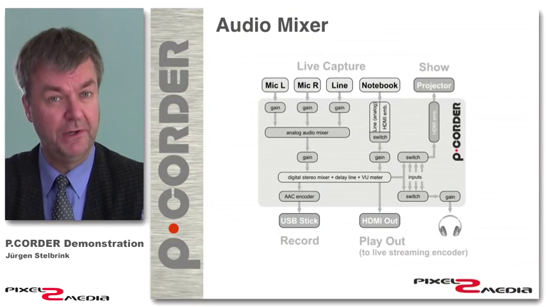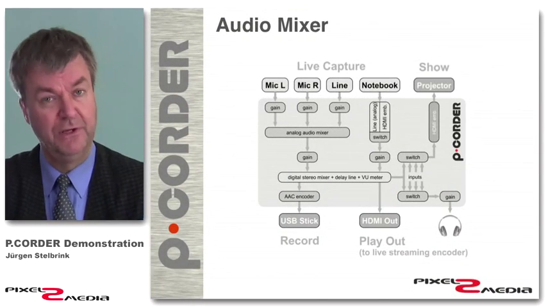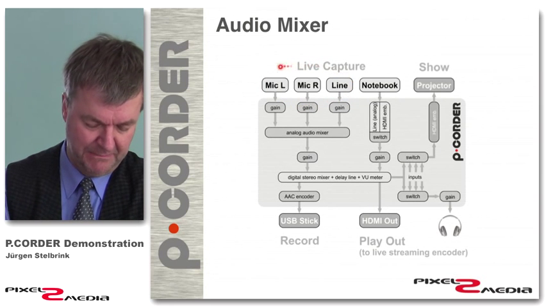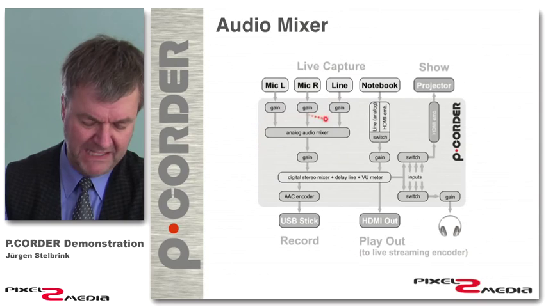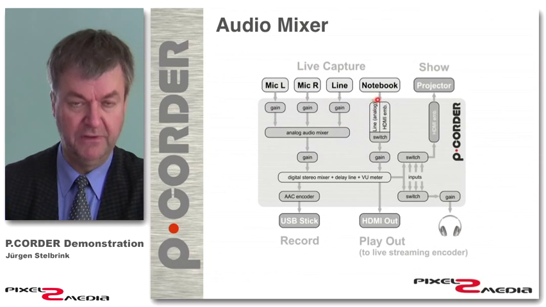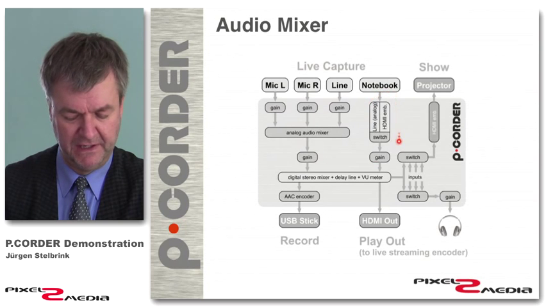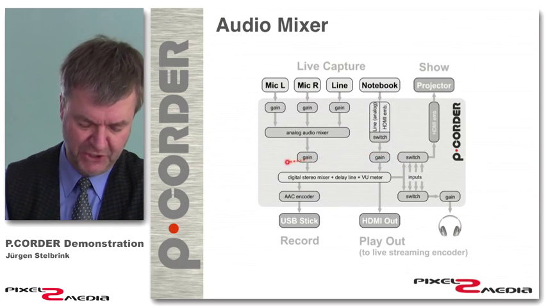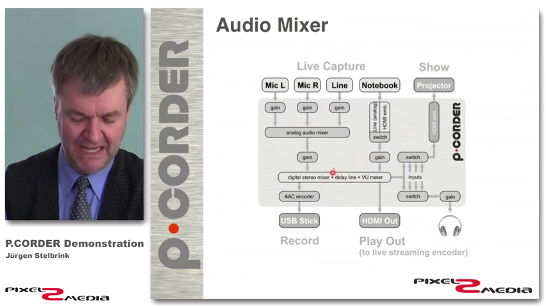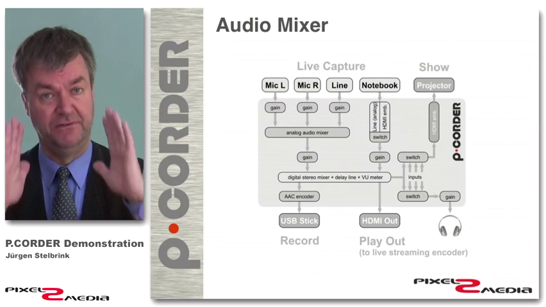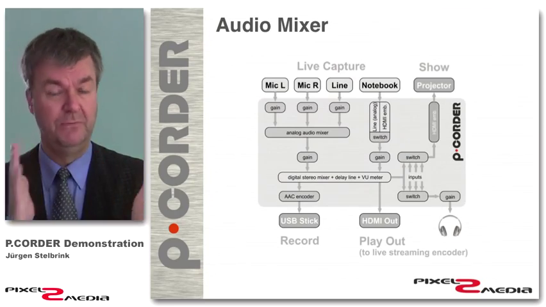Last, the P.CORDER is an audio mixing table, so it has multiple inputs. Here we show the analog inputs, which are then multiplexed and mixed together. We also have digital inputs from the notebook and from the presenter camera, and all this is then digitally mixed together. And we have in here also a delay line, which allows us to resync the video and the audio to make it lip sync.